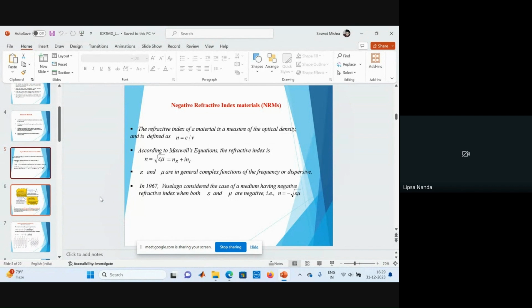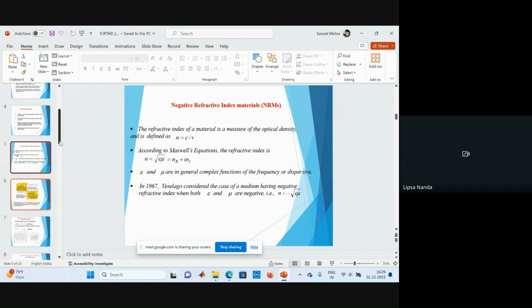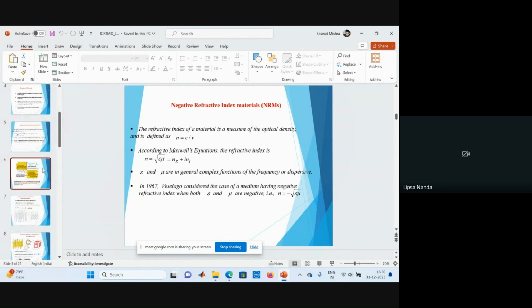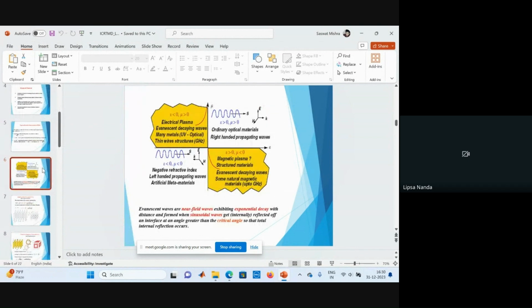In 1967, Veselago first considered the case of a medium having a negative refractive index, where he considered the negative square root of epsilon mu. That's what has actually been studied by Smith in an experimental group. Here, all the materials are divided into 4 quadrants, where epsilon is taken on the x-axis and mu on the y-axis. In the first quadrant, both of them are positive. These are the ordinary optical materials, also called right-handed propagating waves, because in this case the propagation vector K, E, and H form a right-handed triad.